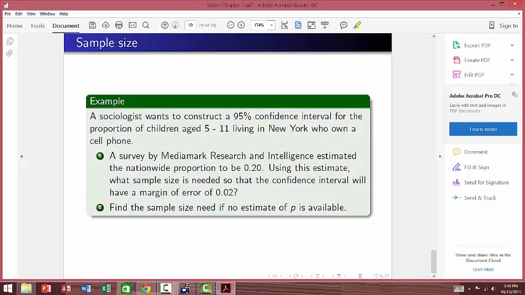A sociologist wants to construct a 95% confidence interval for the proportion of children aged 5-11 living in New York who own a cell phone. We have a survey report that says nationwide the proportion is 0.2, so about 20%. Using this estimate, what sample size is needed so that the confidence interval will have a margin of error of 0.02?